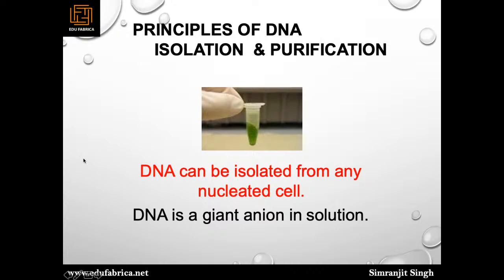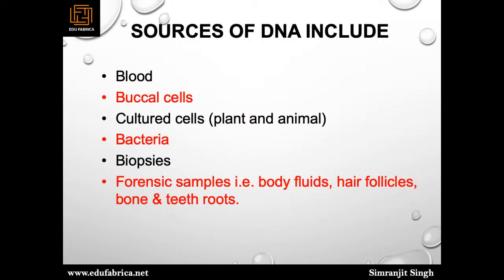So, the principle of DNA isolation and purification. DNA can be isolated from nucleated cells, and DNA is a giant anion in solution. The sources that we include are blood, buccal cells, cultured cells, bacteria, biopsies, and forensic samples; all could be used for the DNA sample. In DNA isolation, you lyse your cells first, then you isolate the DNA, then you remove all the impurities, and then you precipitate the DNA with the help of alcohol.